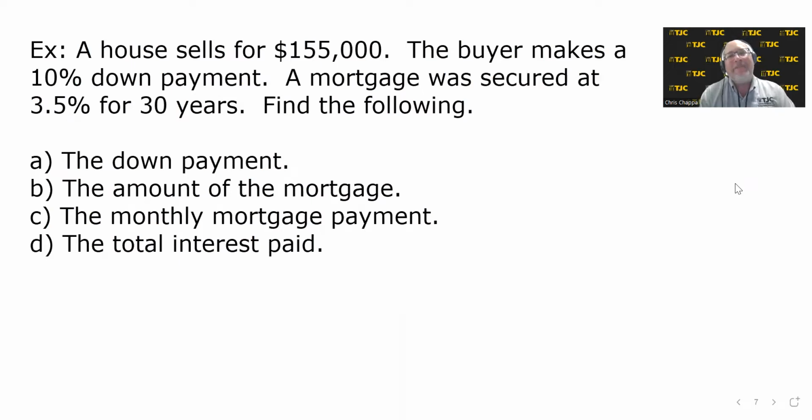The mortgage is what I have to borrow. If I make a 10% down payment, I no longer have to borrow $155,000. So our plan is going to be to find the down payment, 10% of $155,000, find the amount of mortgage, how much more we still need to borrow, and then use that to find the monthly mortgage payment, and then we'll talk about how to find the total interest paid.